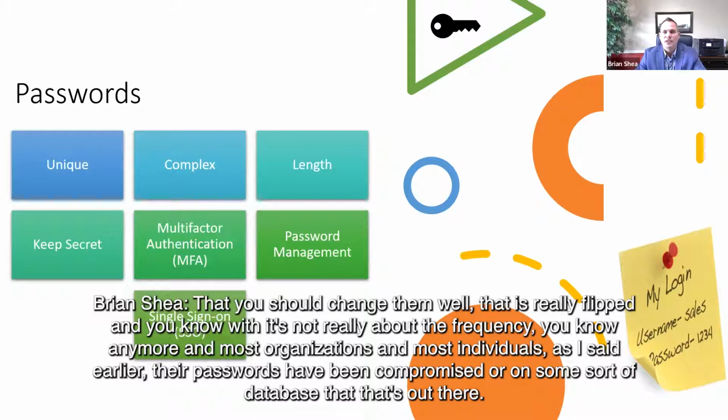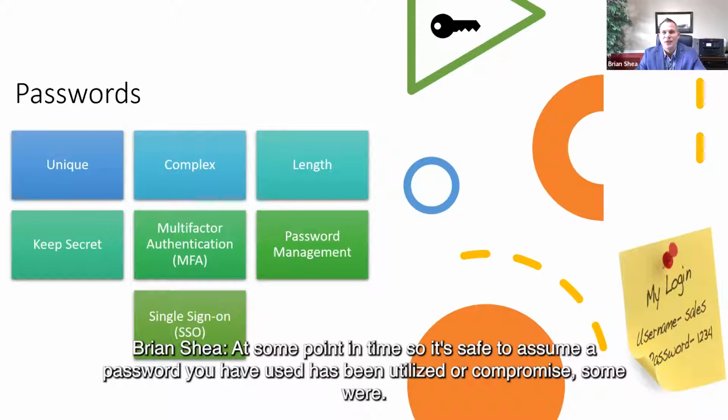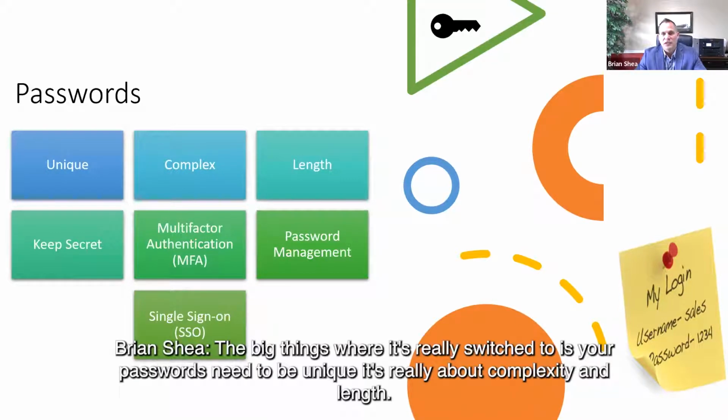Most organizations and most individuals, as I said earlier, have had their passwords compromised or sitting on some sort of database out there at some point. So it's safe to assume a password you have used has been compromised somewhere. The big thing it has switched to is that your passwords need to be unique. It's really about complexity and length.